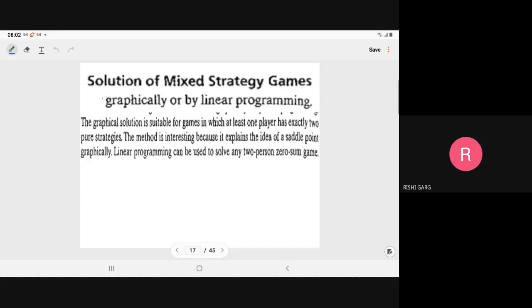So the linear programming solution is applicable for the problem where both players have more than two alternatives, then we can apply the linear programming problem. From the graph we can visualize what is the saddle point in the mixed strategy game problem.